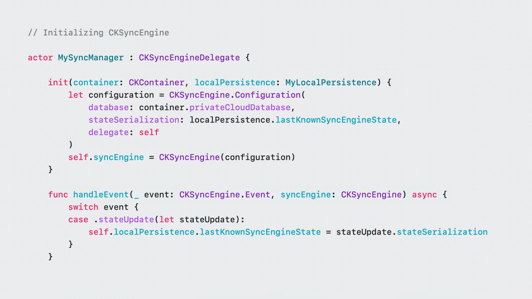One of these events is the state update event. When the Sync Engine updates its internal state, or when you update the state yourself, the Sync Engine will post a state update event. In response to this event, you should locally persist this new serialized version of the state. In the example, you'll use this state serialization the next time you initialize your Sync Engine.